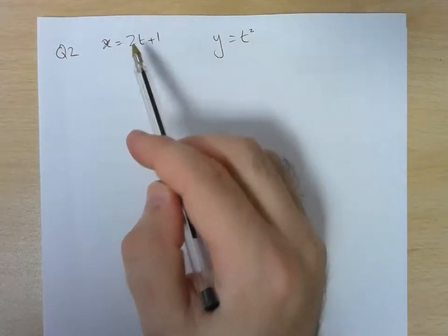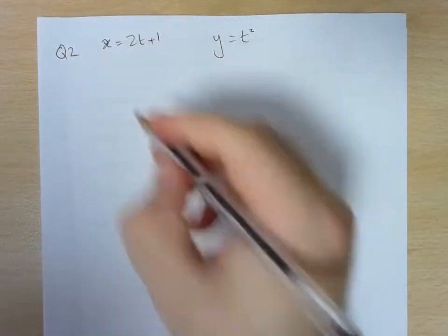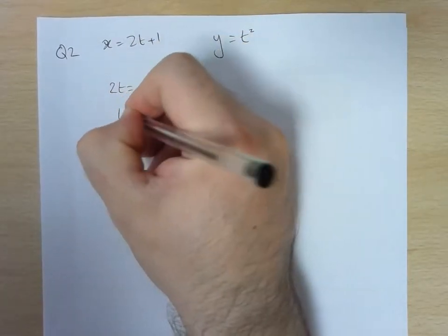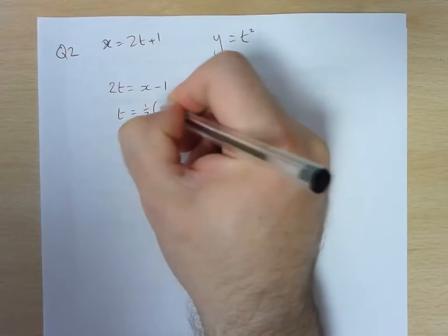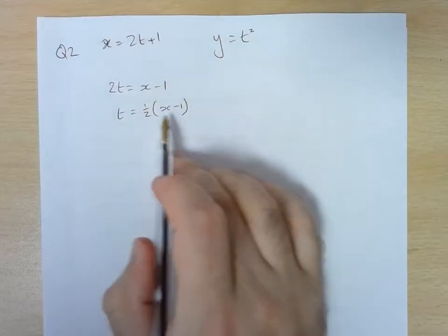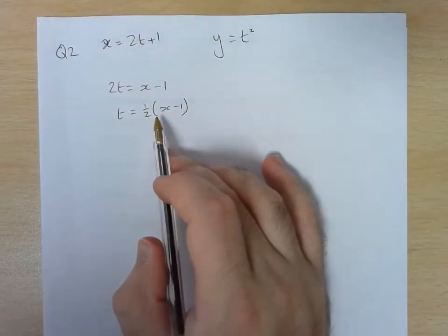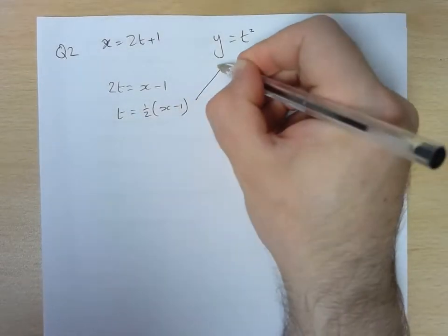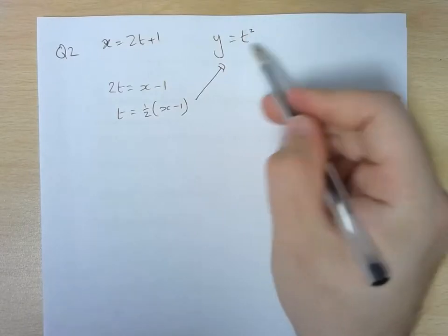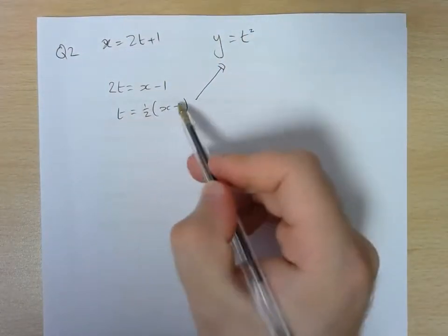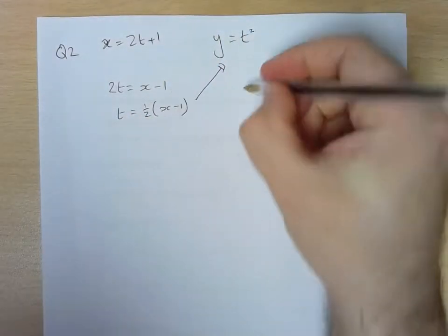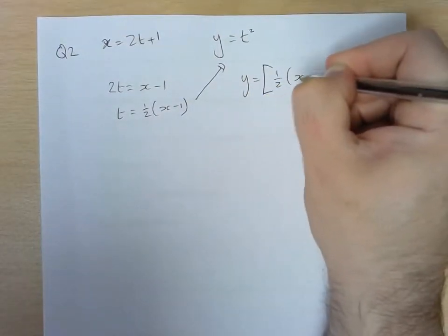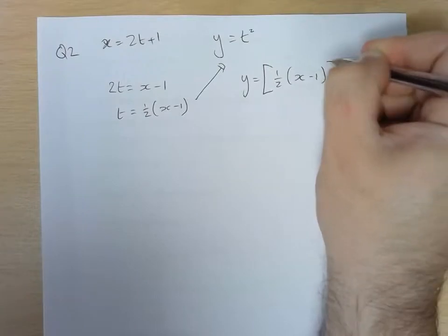So I'm going to take this one here and I'm going to make it t equals. So we get 2t is x minus 1, and we get t is 1/2 x minus 1. You can put it as x minus 1 over 2 if you prefer, but this is how I prefer to write it. What we're going to do now is we're going to put this in here instead of t. So this definition here of t is going to be replaced just by x's. So we're going to get y equals, going to use big brackets for this, 1/2 x minus 1 squared.